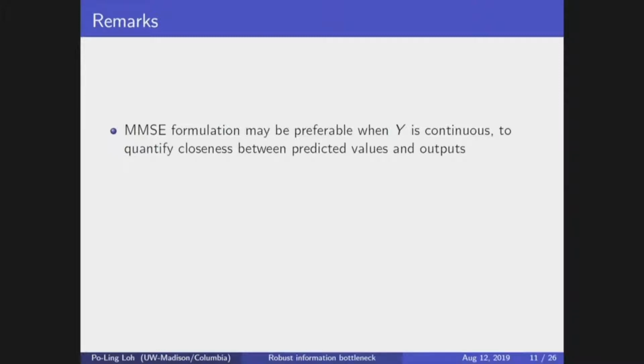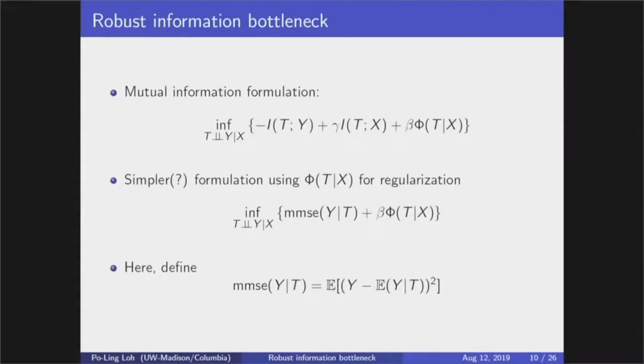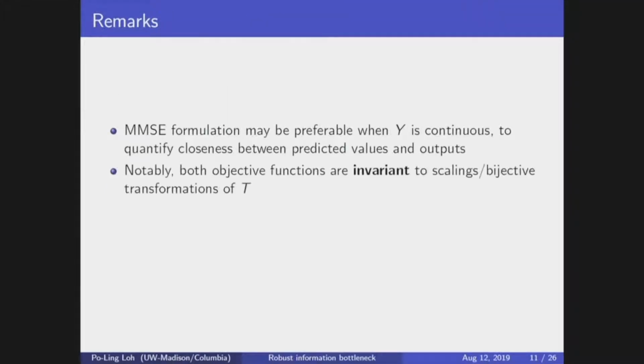So one comment is that the MMSE method is potentially preferable if you're really looking at distances between inputs and outputs. So mutual information is kind of an abstract thing. It tells you how independent things are. But if you really want to measure prediction in terms of squared accuracy, then maybe MMSE is better. But that's just a speculation.